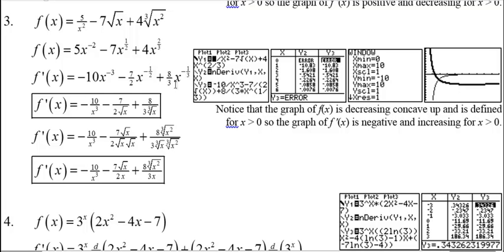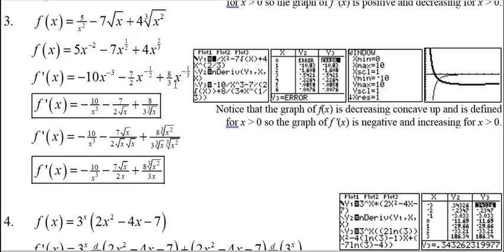Now that's the correct derivative, but since the original problem had radicals in it, we're going to give it back in radical form for our final answer. And also it did not have any negative exponents. So I'm going to rewrite the first term as negative 10 over x cubed. Write the second term as minus 7 over 2 times the square root of x. X to the negative 1/2 becomes 1 over x to the 1/2, and then that x to the 1/2 in turn becomes the square root of x.